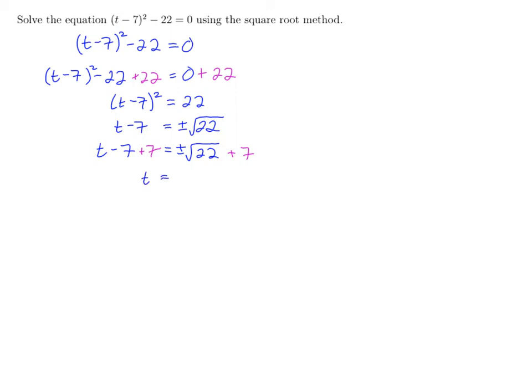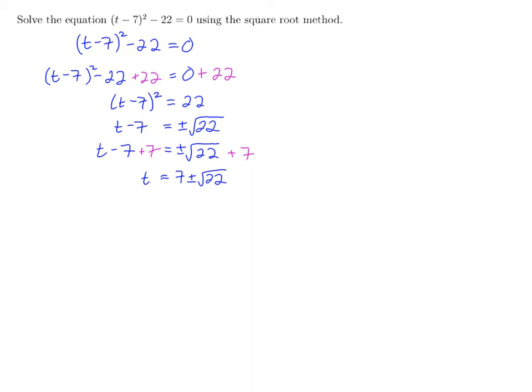On the right-hand side, remember that the 22 is inside a radical, but plus 7 is just being added on its own. So those will not be combined, and we will generally write this with the 7 first. So we'll write 7 plus or minus the square root of 22. And so this is showing that we have two proposed solutions, 7 plus the square root of 22 and 7 minus the square root of 22. So we'll go through and check each of these.